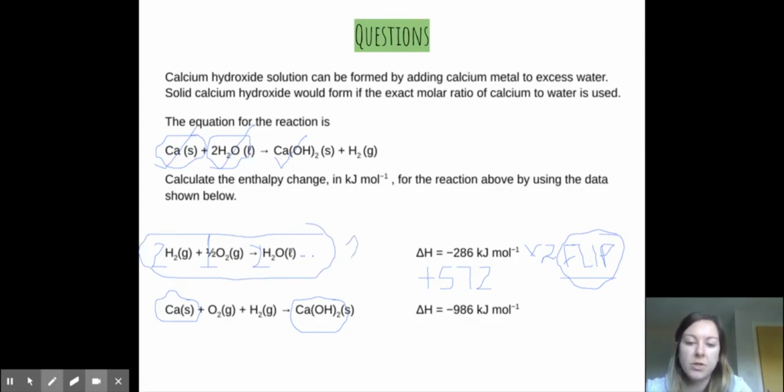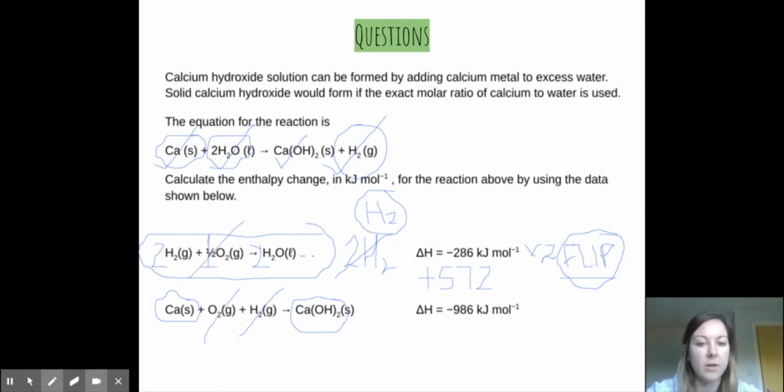So those 2 hydrogens, if I just write them here just for a second, they will cancel with this 1 hydrogen on the left to leave 1 H2 on the right hand side. So that is where that H2 comes from. So we've got that as well. Let's make sure our oxygens cancel. We have 1 oxygen in the flipped equation, which is on the right hand side, will cancel with this oxygen on the left. So all of our elements or compounds, molecules, substances, they are cancelling on both sides, which means that we have done the steps of this correctly.